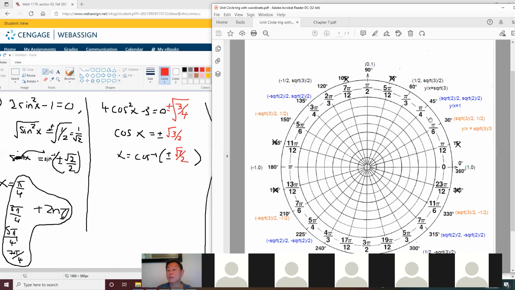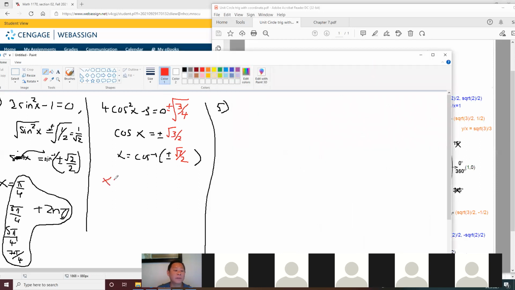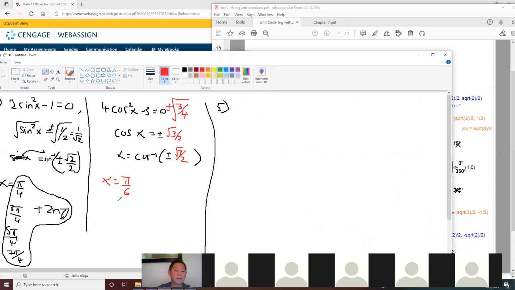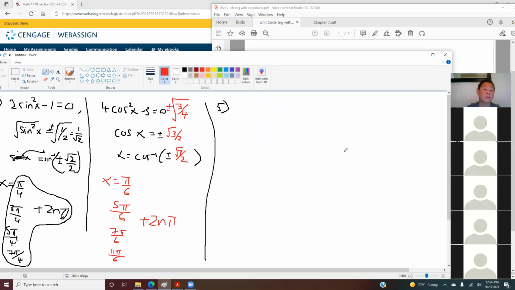It is over 6. So your answer in this case will be pi over 6. That's your first quadrant. Plus minus means you need all 4 quadrants. The next one will be 5 pi over 6, 7 pi over 6, and 11 pi over 6. And then you just need to add 2n pi for each one of these. And that will be your answer in this case.